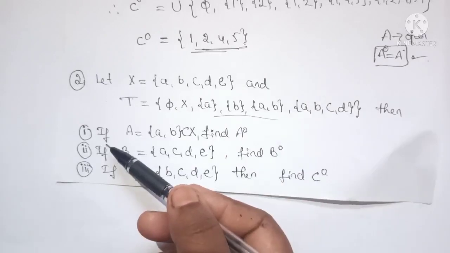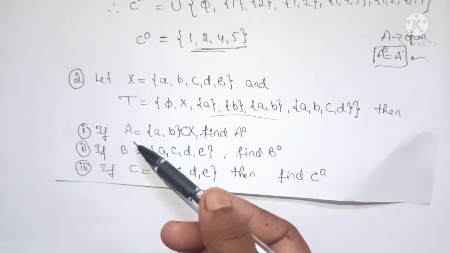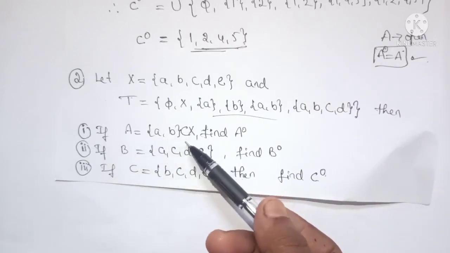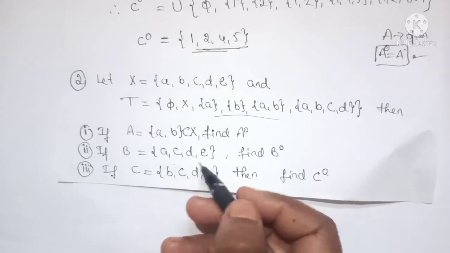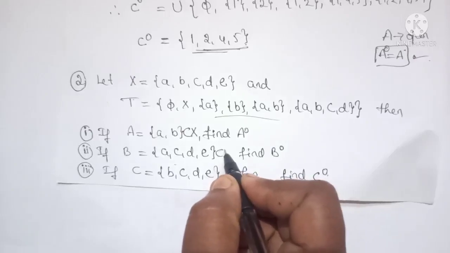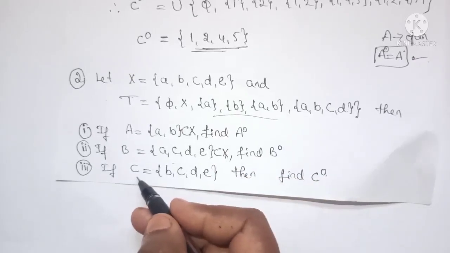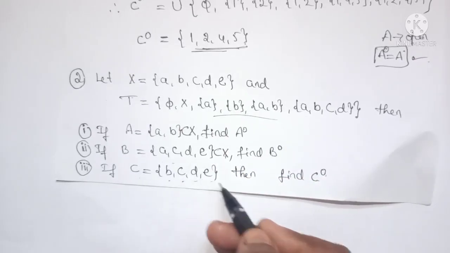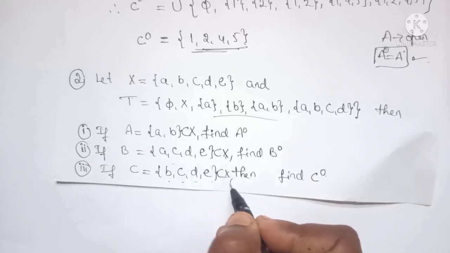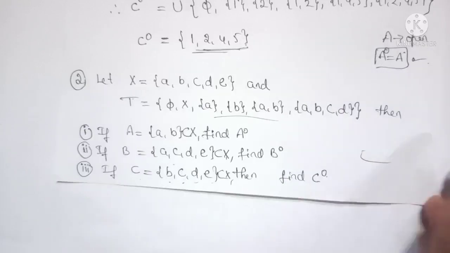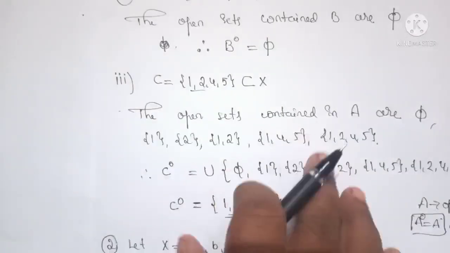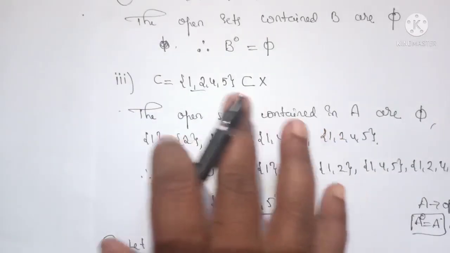So then you need to find, A is equal to {a, b} a subset of X, then find A interior. Similarly, B is equal to {a, c, d, e} a subset of X, then find B interior, and C is equal to {b, c, d, e} a subset of X, then find C interior. Okay, so you try this one by following the steps in the first problem.